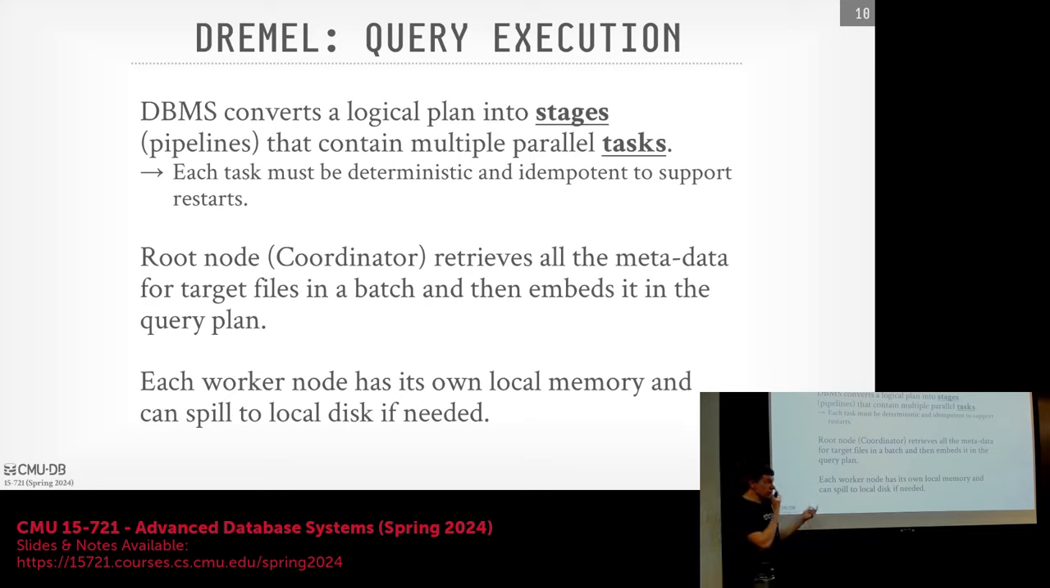Every worker node is going to have its own local memory and local disk. And if they run out of memory while they're processing a given task, they'll be able to spill to that disk and spool it back in as needed. But also, we'll see in a second, they're going to write out the results to a remote memory service.